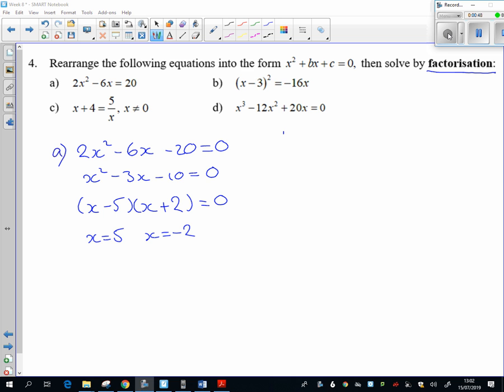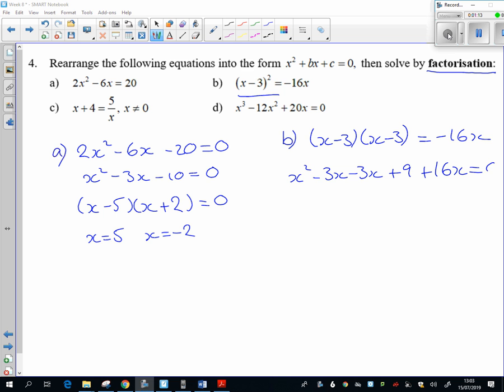Okay, let's go on to B. So although B sort of looks like it's in completed square form, unfortunately it isn't, so there's no shortcut. So I need to multiply those brackets out. So that's x minus 3 multiplied by x minus 3. So that's going to be x squared minus 3x minus another 3x plus 9. And then I'll add that 16x over whilst I'm at it. So if I simplify that, x squared, minus 6x plus 16x, so that's plus 10x plus 9.